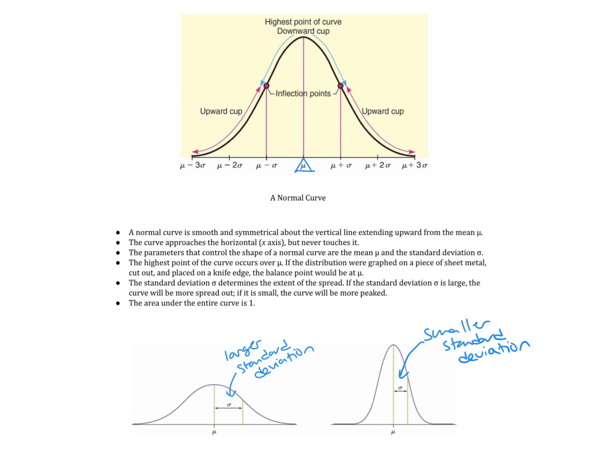And as in any density curve, the area under the entire curve is 1. So this area under here is always 1. And if you notice looking at the diagram above, we have the mean in the middle. We go up 1 standard deviation, we go up 2 standard deviations, and we go up 3 standard deviations. And we also go down 1 standard deviation, down 2, and down 3 standard deviations.